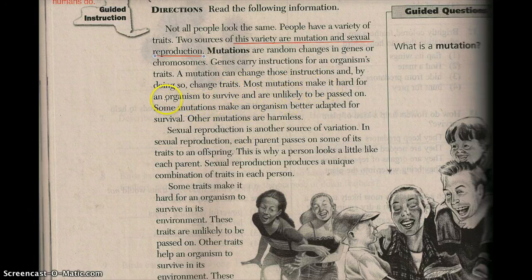Most mutations make it hard for an organism to survive and are unlikely to be passed on. Some mutations make an organism better adapted for survival. Other mutations are harmless. So basically what this one's saying is that mutations change what is in the traits. Some make it easier to survive, some make it harder. So for example, the giraffe had a mutation in its neck to make it longer. And that made it easier to get more leaves from the top of the trees. There may have been another common ancestor of giraffe that made its neck much shorter and therefore didn't have much food, so it couldn't eat enough to reproduce and survive.